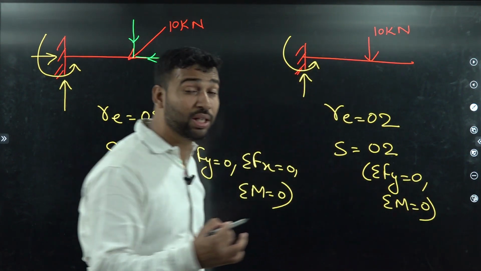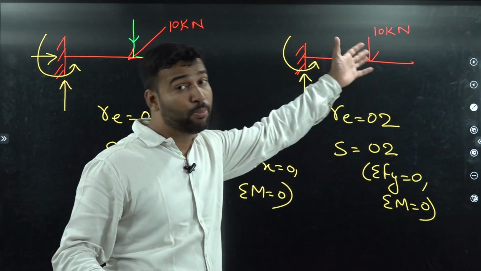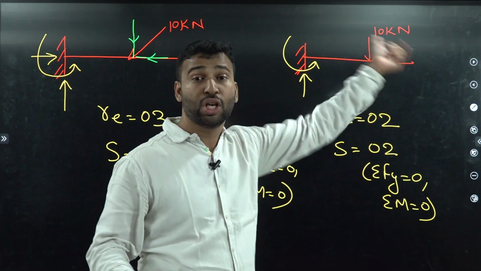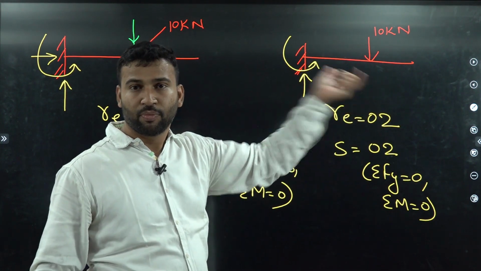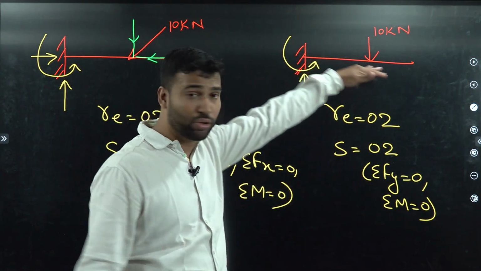We don't have the third equilibrium condition, that is summation of forces in the horizontal direction equals 0, because we don't have any loads in the horizontal direction. We don't have any type of loading or any type of forces in the horizontal direction.